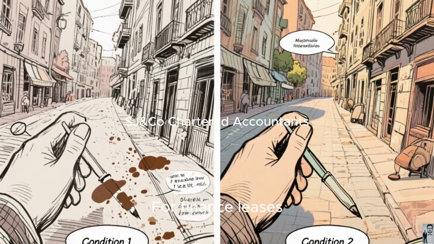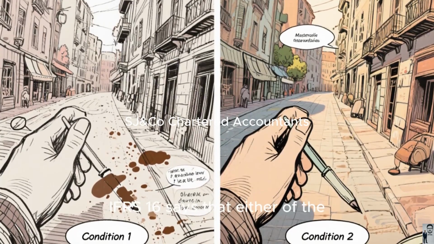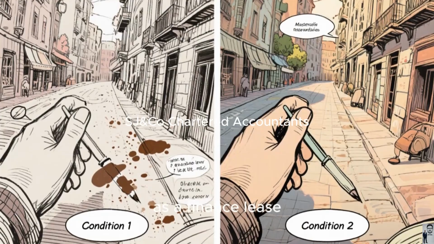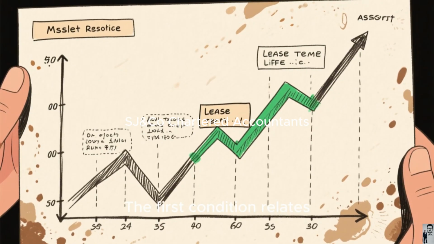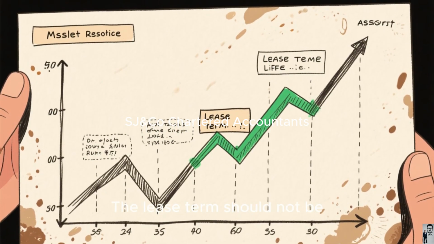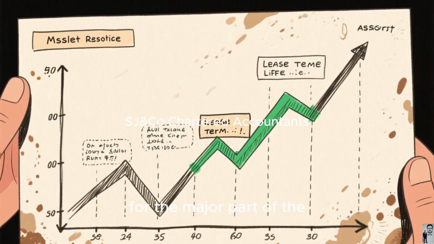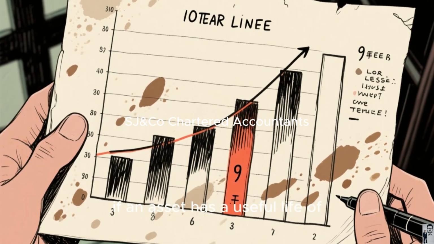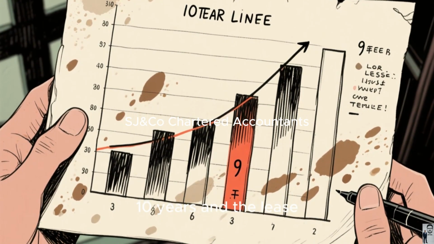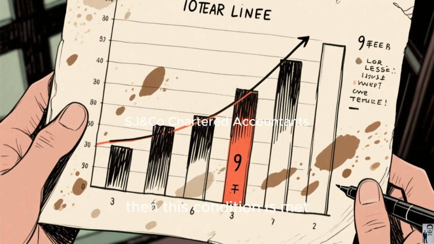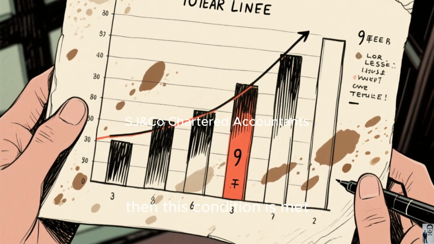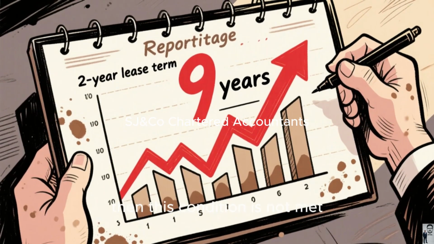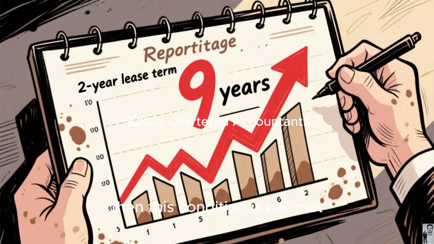For finance leases, IFRS 16 says that either of the following conditions must be met for the lease to be classified as a finance lease. The first condition relates to the lease term. The lease term should be for the major part of the remaining economic life of the asset. For example, if an asset has a useful life of 10 years and the lease term is 9 years, then this condition is met. But if the useful life is 10 years and the lease term is only 2 years, then this condition is not met.